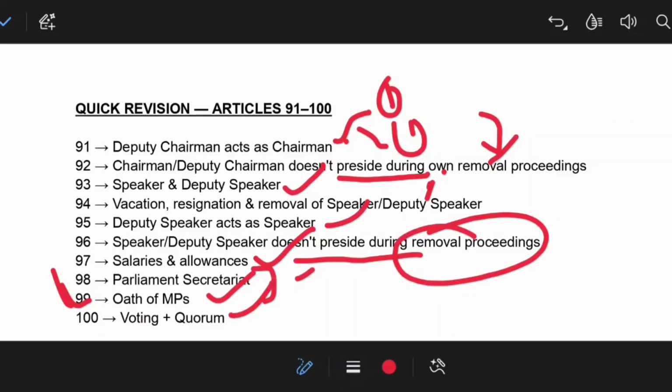Clear? In Article 100, voting plus quorum. That means if there is no defined criteria of majority to pass any bill, then the normal voting process is just that you need a majority of the total strength of the house. Clear? And also a majority of those present and voting as well. That is the simple meaning, and quorum is 1 by 10.